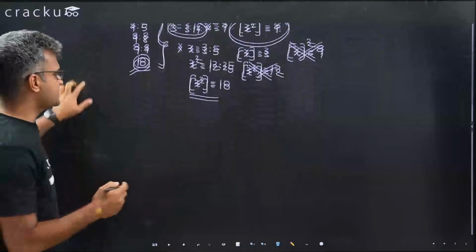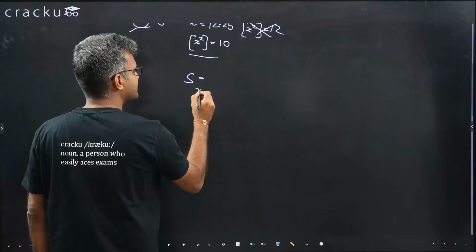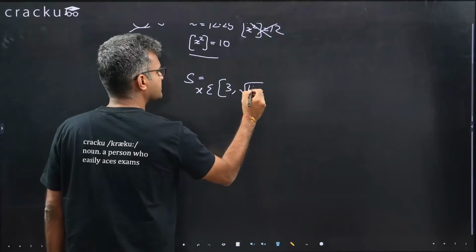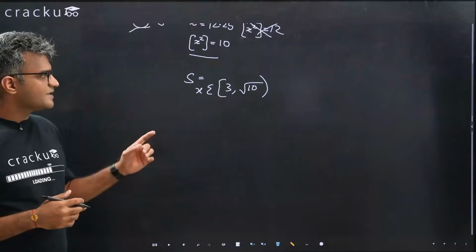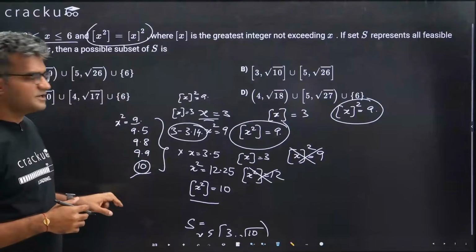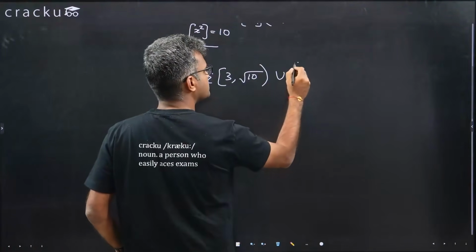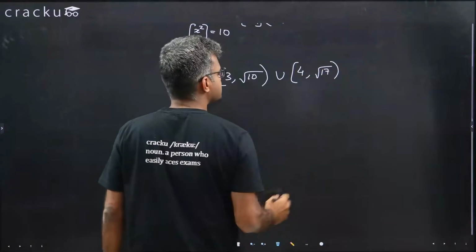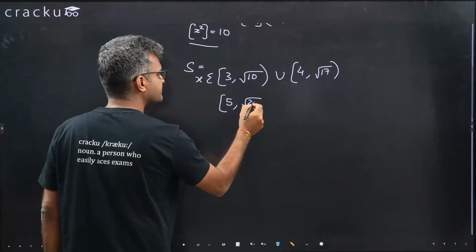So if you think about it, the set S will consist of all x such that x belongs to 3 to square root of 10. Is there any other part? You would think about it, even if you're looking at the options, you will realize that there are other options also available. When you are looking at other integers, once it touches 4, to square root of 17 also it will be part of the set. Similarly, when it is 5 and square root of 26 also it will be part of the set.